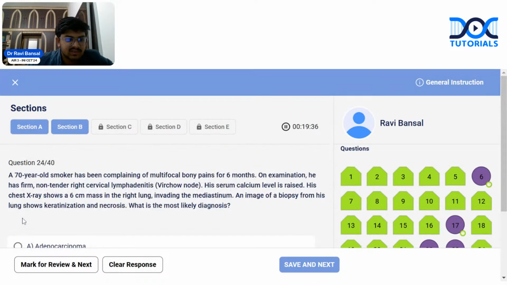For squamous cell carcinoma, we also read the three C's. This is a central mass. Calcium will be high.